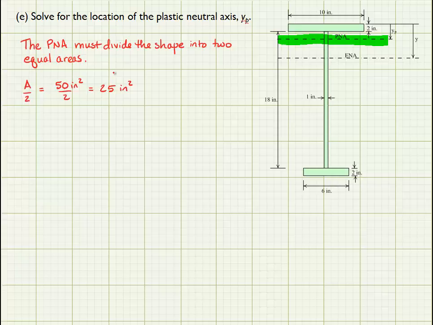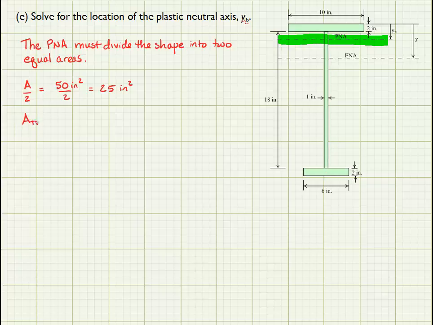And now one approach to dealing with this is to figure out which of the cross-section elements the plastic neutral axis has to lie within. So it's either going to be in the top flange, in the web, or in the bottom flange. And one way to tackle this is to calculate the areas of those separate pieces.